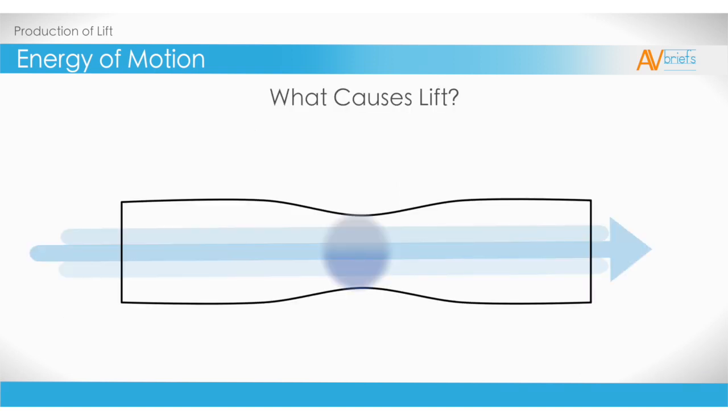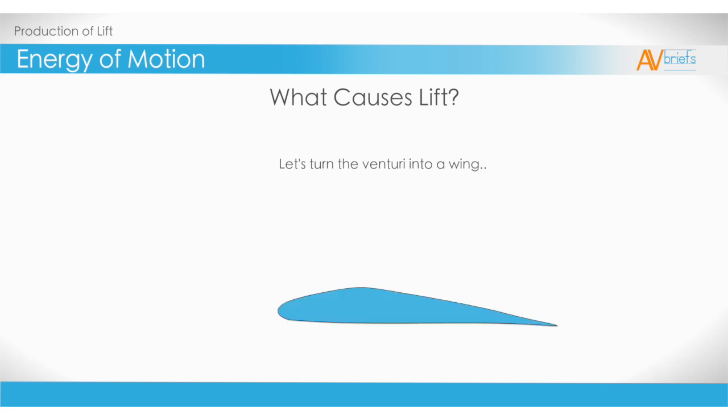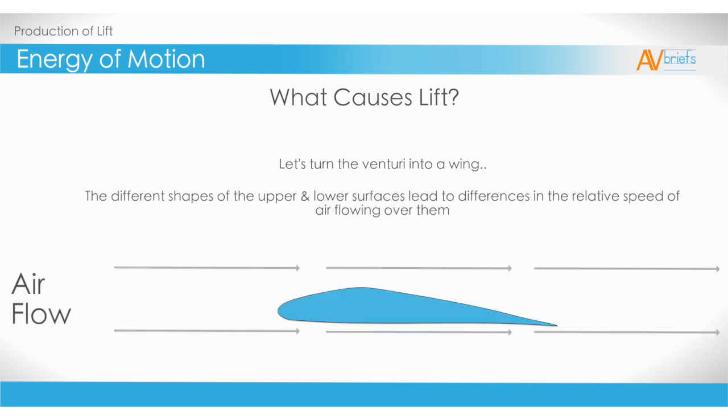So this is all fun, but the question we need to answer is, what causes lift? And to explain that, we can turn the venturi into a cross-section of an airfoil. This airfoil is now our wing. The different shapes of the upper and lower surfaces lead to differences in the relative speed of air flowing over them. The air separates as it reaches the front of the wing. Part of it goes over the top, and part of it goes underneath the wing.